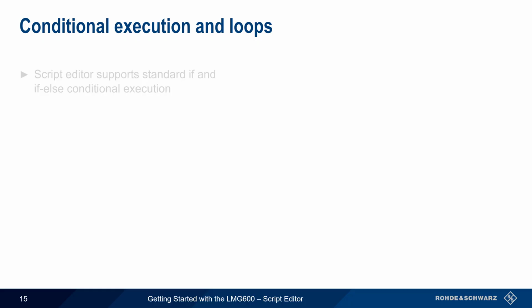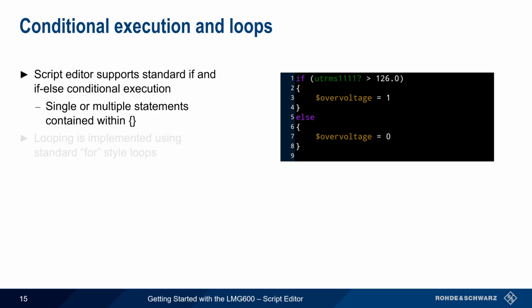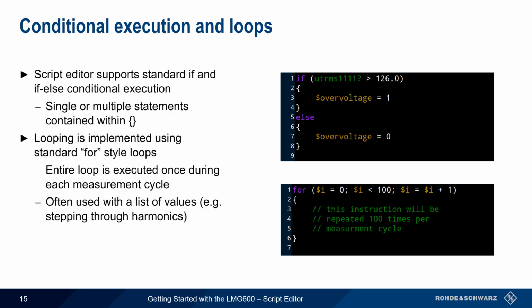Script Editor also supports program flow or execution control using standard if-else type conditional statements. The executed code can be either single statements or multiple statements enclosed by curly brackets. Another type of flow control is loops, which is implemented by using standard for-style loops. Please note that the entire for loop will be executed once during each measurement cycle. A common application of loops on the LMG is stepping through lists of values, such as harmonics. Again, please see the LMG documentation for more details about how to use conditional and/or loop statements.